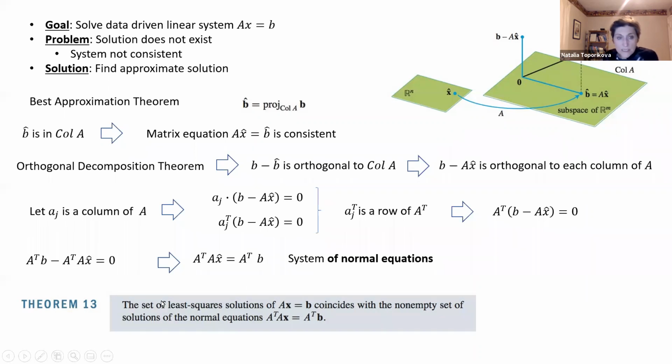Theorem 13 tells us that the set of least squares solutions of Ax = b coincides with the solution set of these normal equations. Most of the time, when we're trying to find the approximate solution using least squares, we will actually solve this system of normal equations rather than using the projection formula. In the next couple of mini lectures, I'll walk you through a couple of examples of solving such systems of equations.